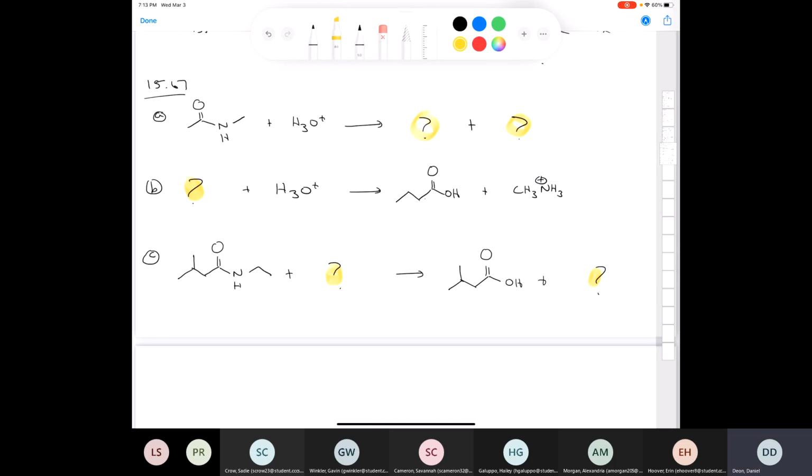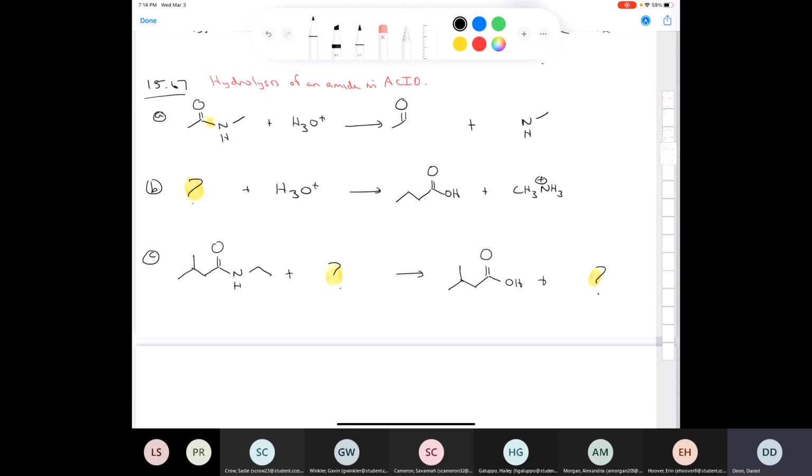All right, let's take a look at 15.67a. So I'm starting off with an amide, and I'm treating it with acid. And so what the result will be is hydrolysis of an amide in acid. So if I'm hydrolyzing the amide in acid, this is the amide bond. That's going to get broken. So I'm going to end up with this piece, and I'm also going to be left over with this piece.